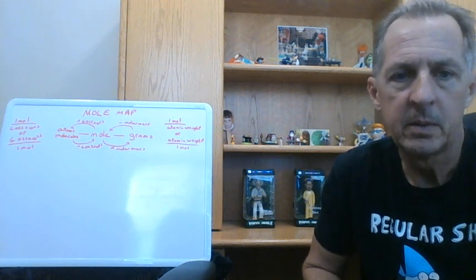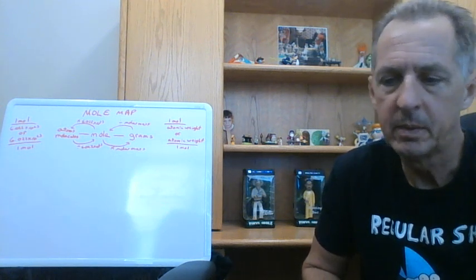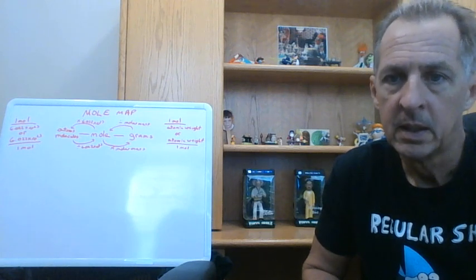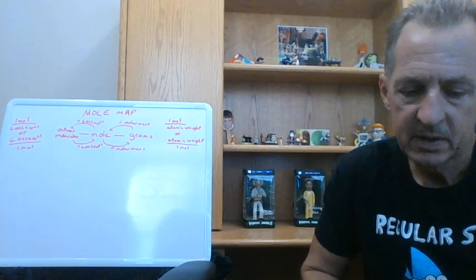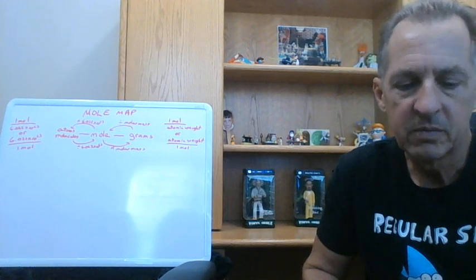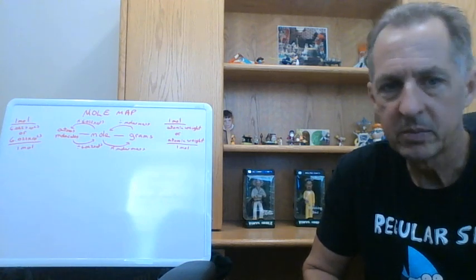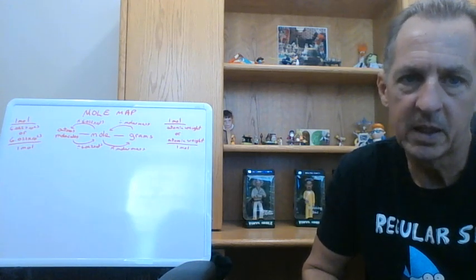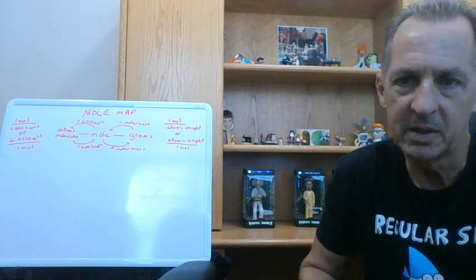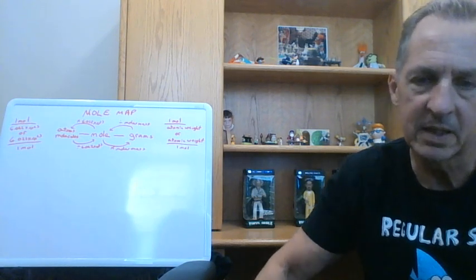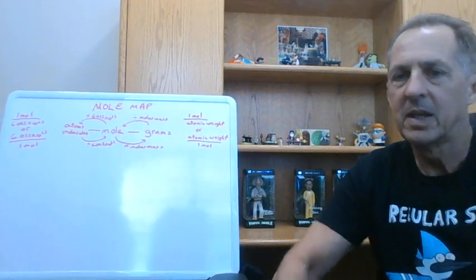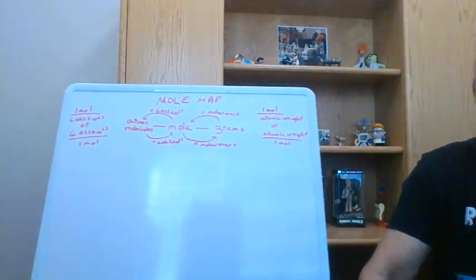Let's look at what I'll be referring to as a mole map from today moving forward. A mole map is the pathway we'd use if we're doing any kind of conversion from atoms or molecules to grams to moles. It's the pathway that we go through when we do any one of these types of conversions. So let's have a look at the mole map here.